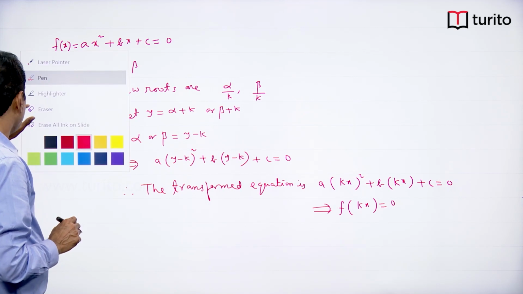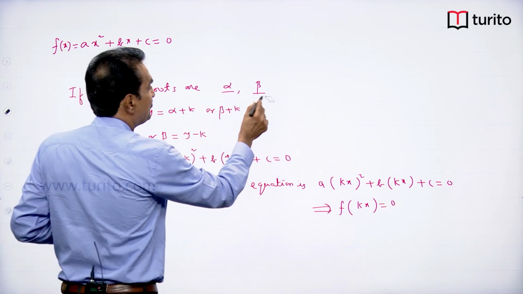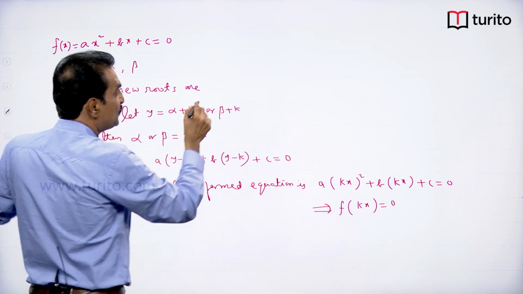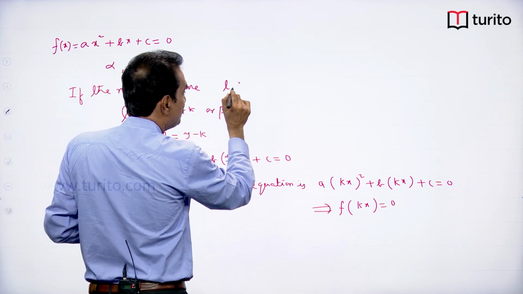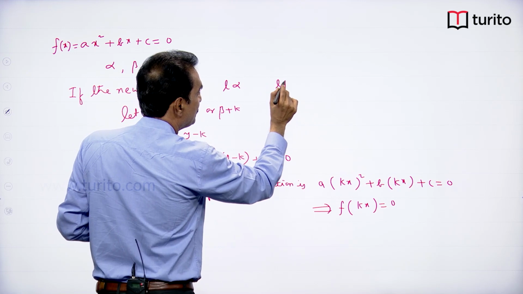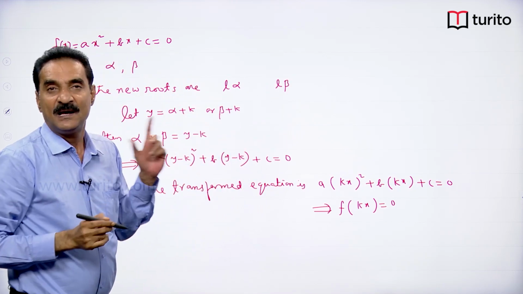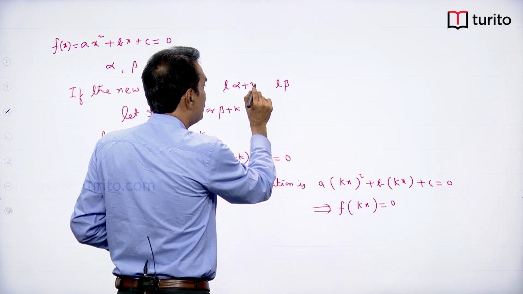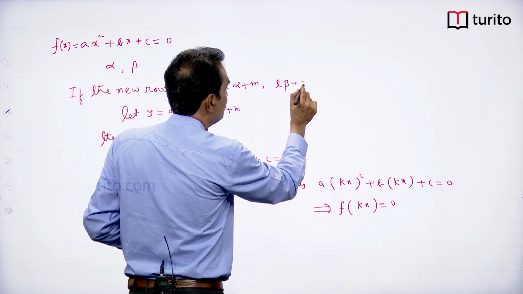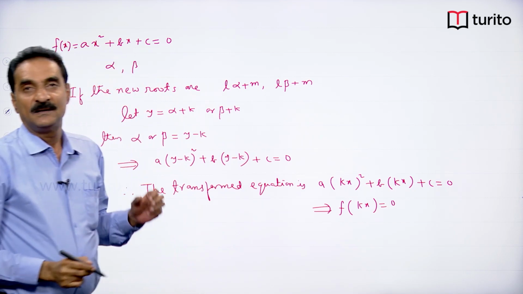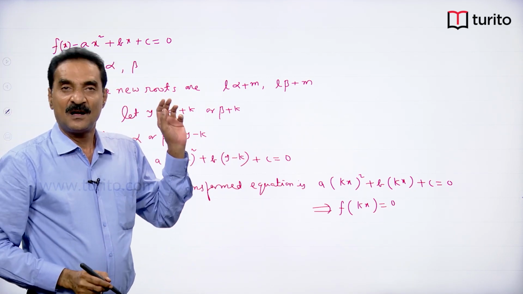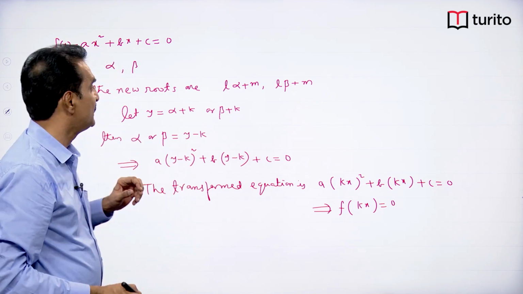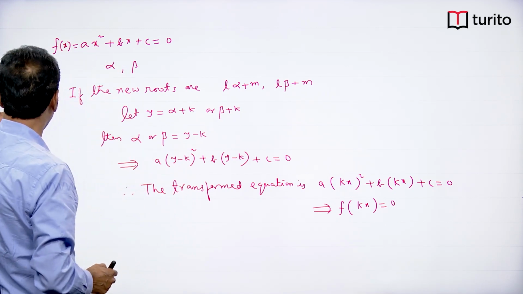Suppose I want to multiply the roots by some number L, then they will become L alpha, L beta. Now I want to add m, I am doing both. If the new, or transformed, roots are L alpha plus m and L beta plus m, then if you follow this method, what will you get?